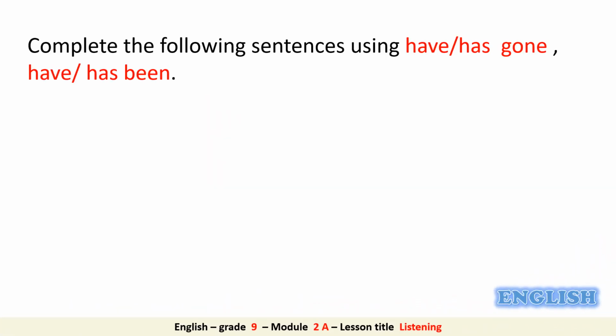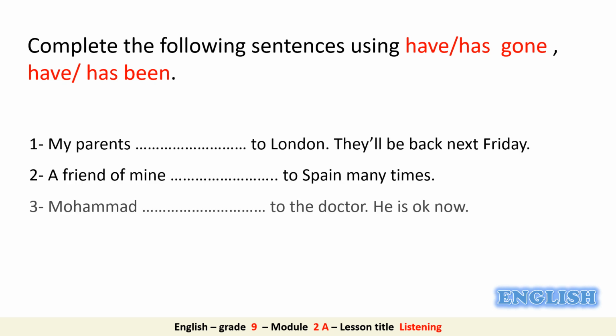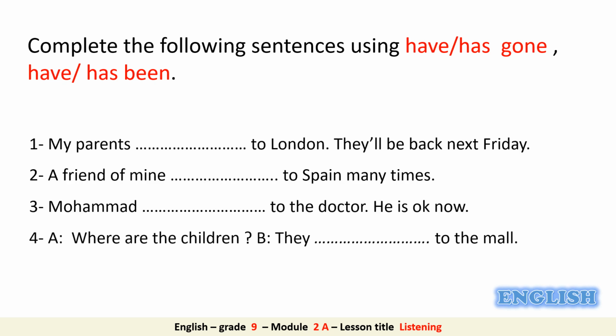Now let's do this exercise. Complete the following sentences using have/has gone, have/has been. Here we have 4 sentences. What I want you to do is to pause the video and try to do the exercise. Go ahead. Okay, now let's do number 1.